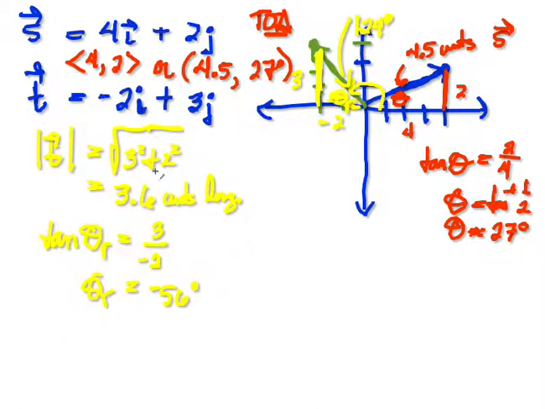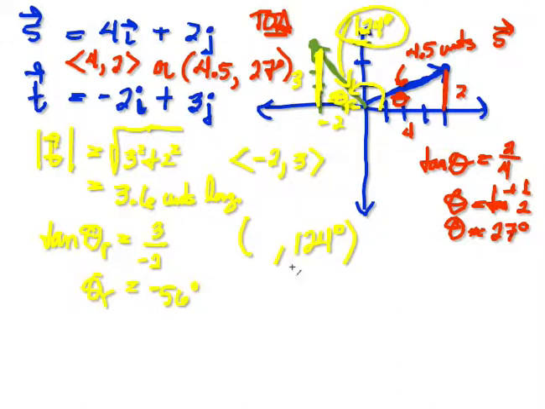So for vector t, the rectangular coordinates are -2, 3, just real straightforward. And the polar coordinates are going to be, I use the bearing off the positive x-axis. It's just going to be 180 plus -56. It's going to be 124 degrees for the polar coordinate. The bearing's 124 degrees, and the size is 3.6 unit cells.